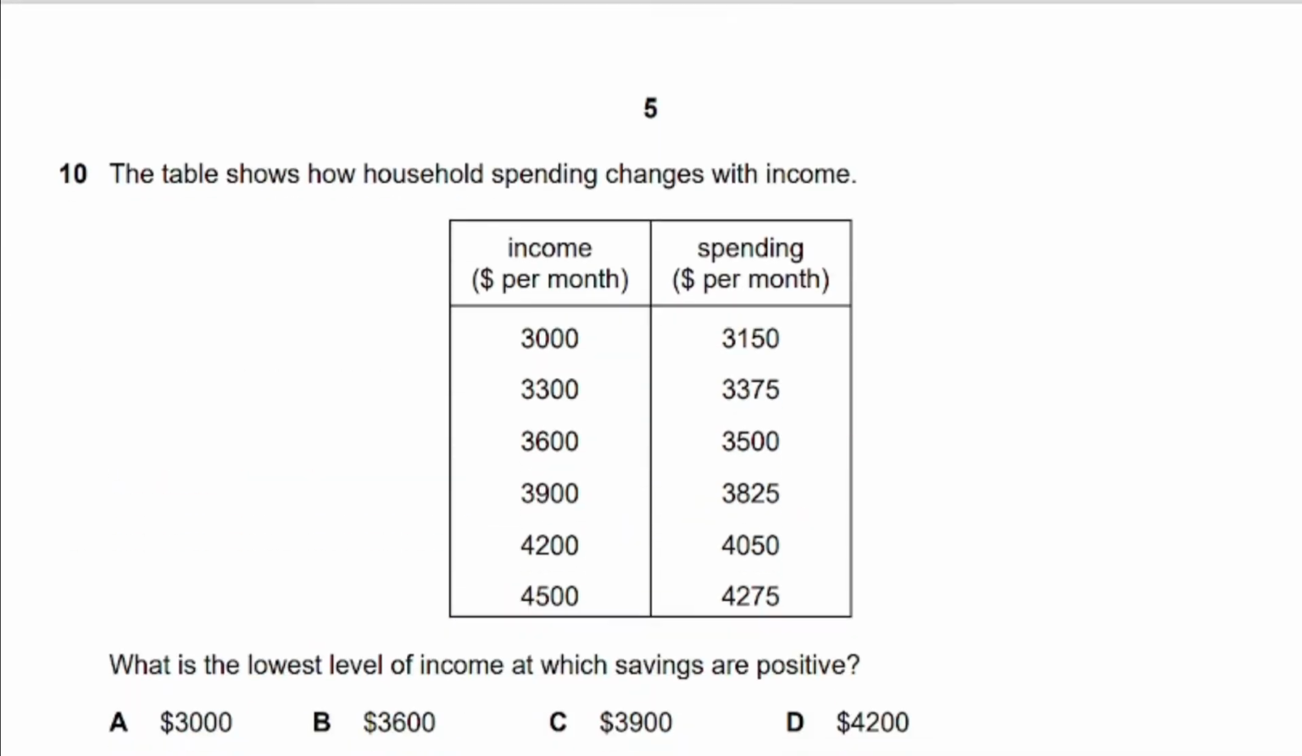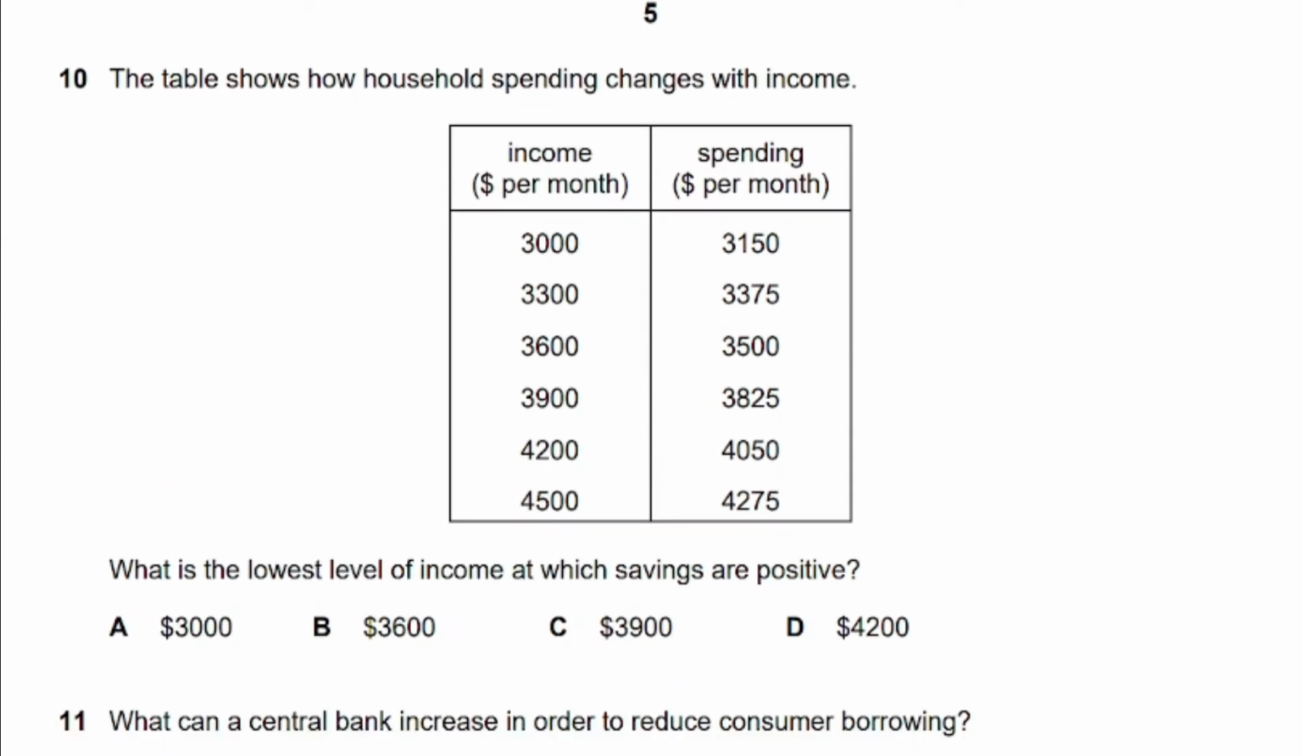Question number 10 says the table shows household spending and changes in income level. What is the lowest level of income at which saving is positive? Saving is equal to income minus consumption. We show income with Y and consumption by C. Consumption is also known as spending. So we have to find out the lowest level of income where saving is positive. So 3000 minus 3150 is negative saving.